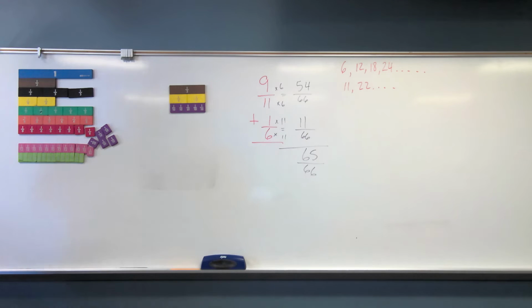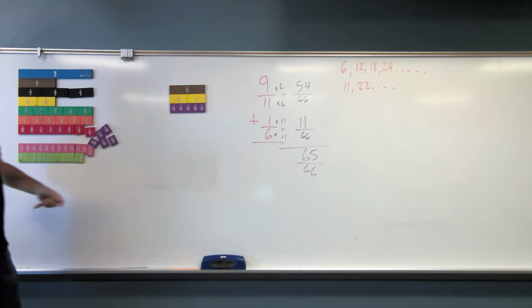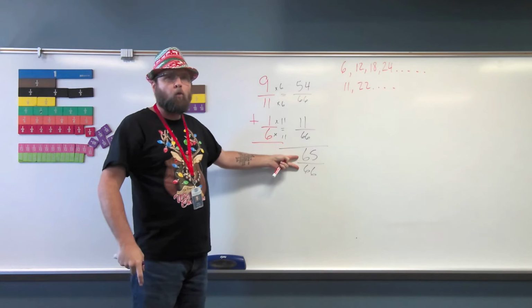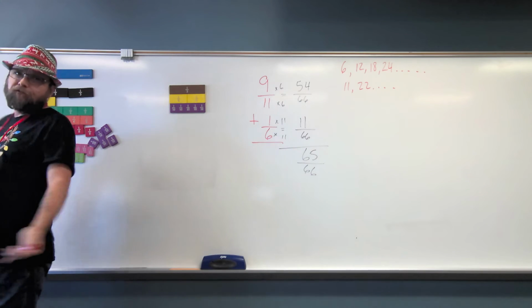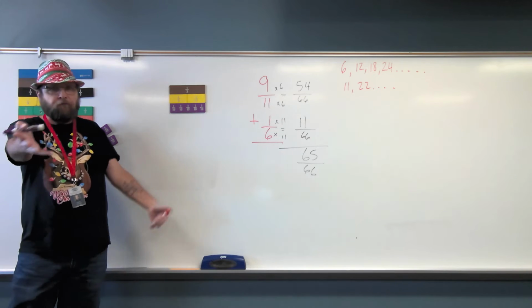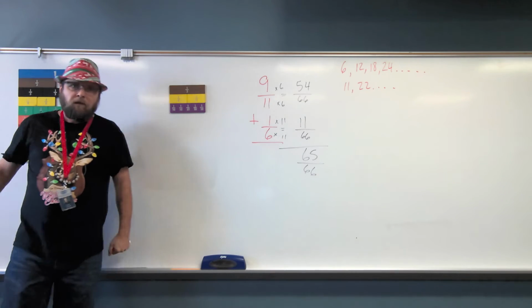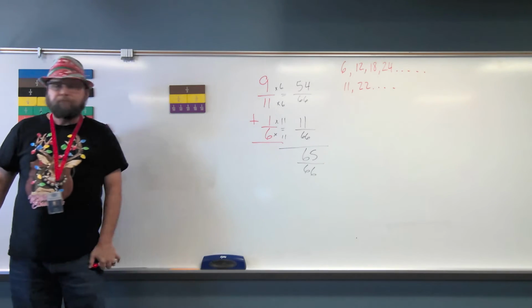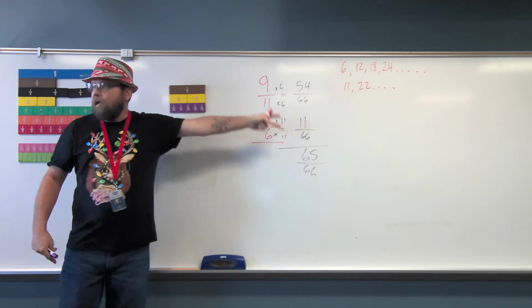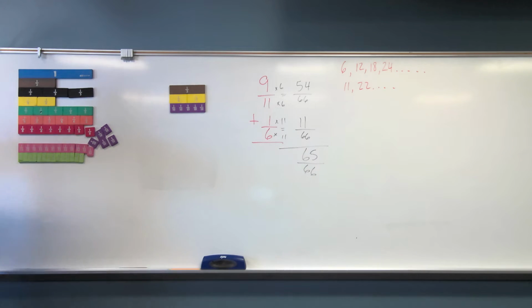65 over 66. Is that a proper fraction? Yes. Can that fraction be simplified? Maybe. Anytime you have a fraction where the numerator and denominator are 1 away from each other, you're never going to be able to simplify it, at least as far as I know. If there is a fraction that you can do that, just email somebody else. So this cannot be simplified. But we have to make a common denominator first.